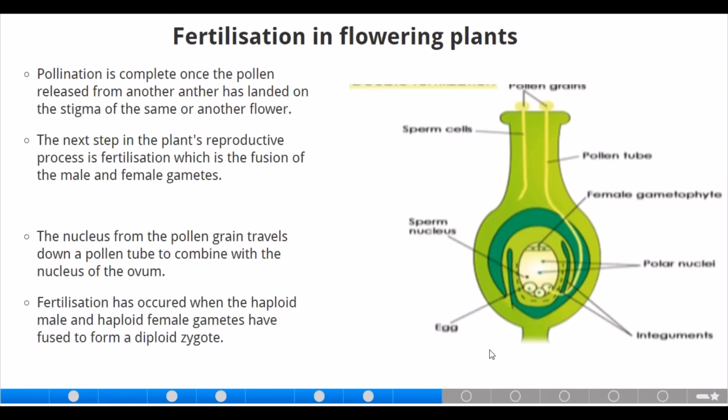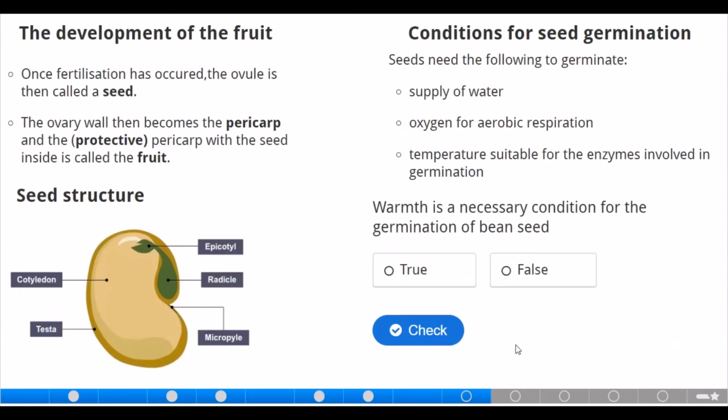So we have a picture here showing us fertilization. The pollen grain travels down the pollen tube into the ovary to get to the ovule, or the egg of the female, the sperm nucleus, and then the egg. The sperm nucleus fertilizes the egg.